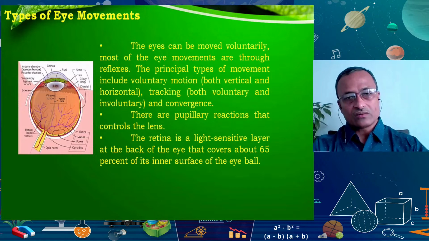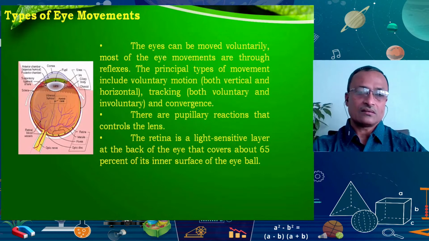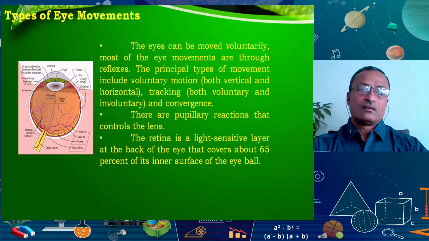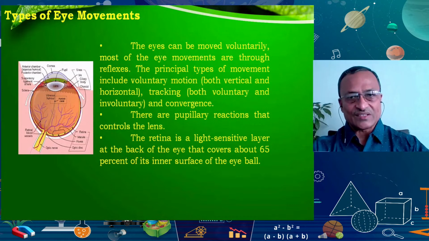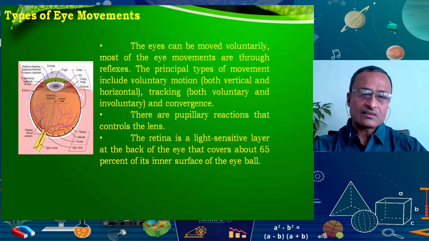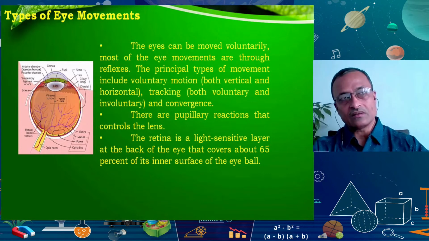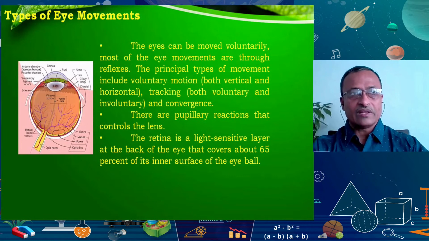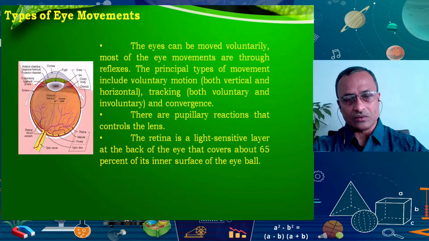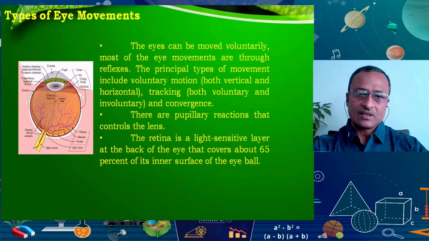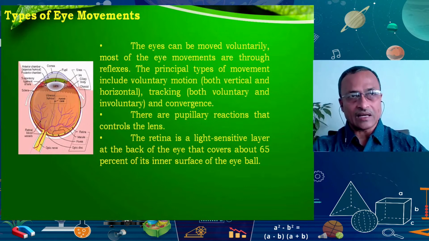The movement is also taken care of by the pupillary reactions, which control the lens, in the sense that suppose we have very bright sunshine, immediately our eye shrinks. All this is taken care of by the pupillary reaction. When the sunshine is brighter, the eye contracts, and when the light conditions are lower, the pupillary reaction helps in dilating the eye, and the pupil size becomes large.